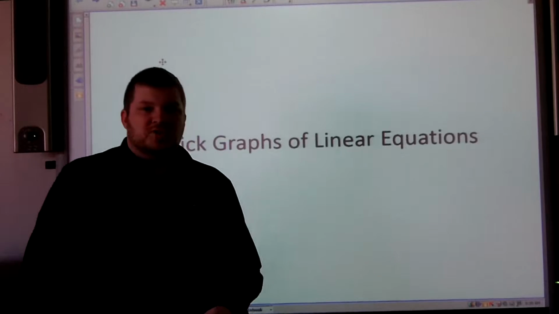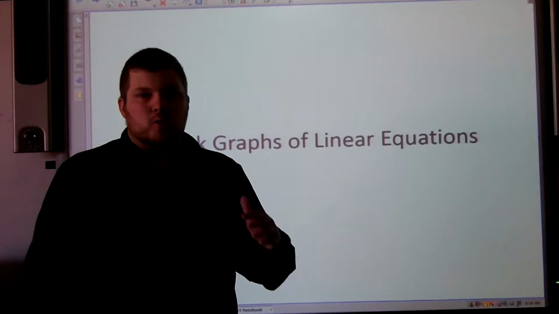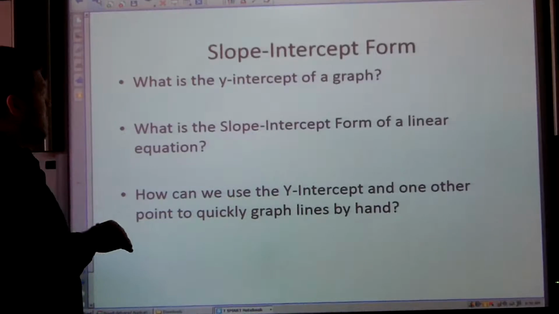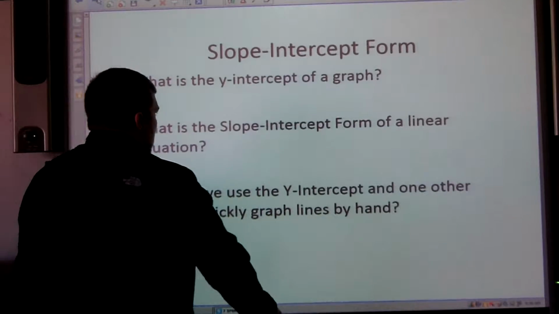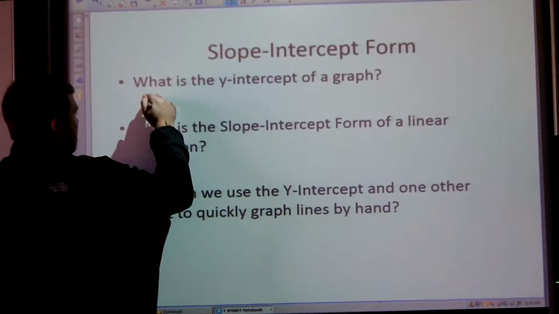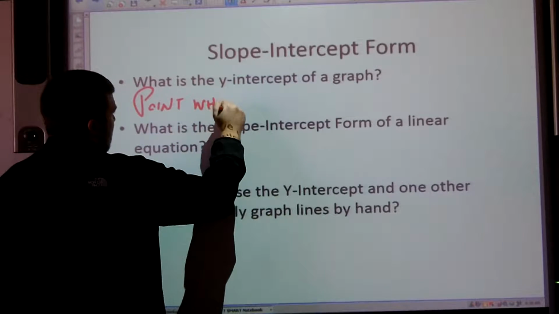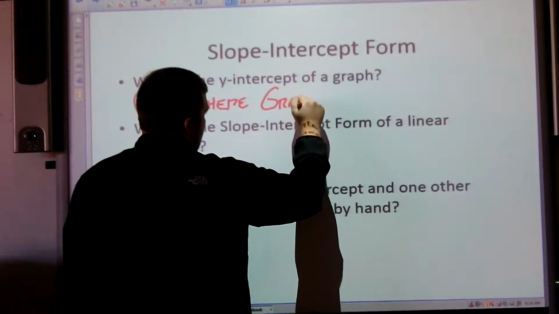All right, so now that we've talked about slope, we're ready to start graphing some lines, and we're going to go through how we can make quick graphs of linear equations. So we need to figure out first, what's the y-intercept? Well, the y-intercept is simply where the graph crosses the y-axis. So it's the point where the graph crosses the y-axis.